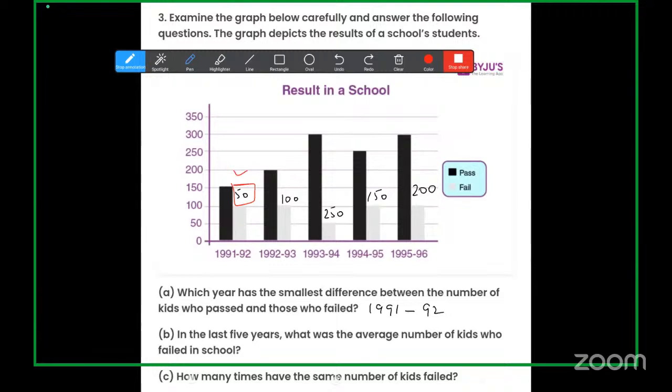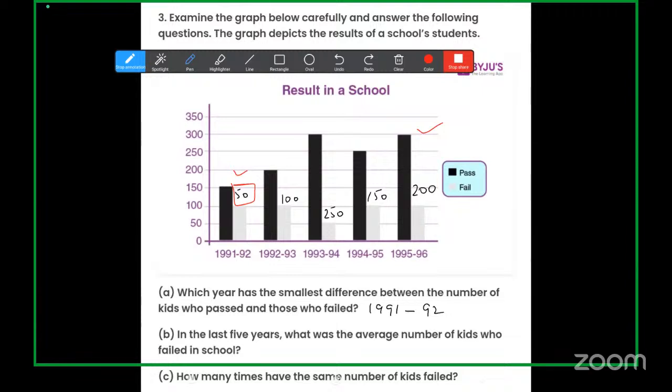So then, ma'am, calculate also how many students came to school, how many students were given admission each year. Yes, but that information we don't have. We just have how many students have passed and how many students have failed. And the highest number of passed students is 300.